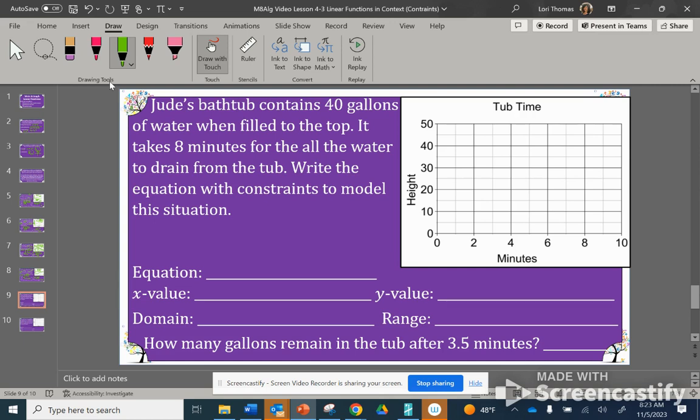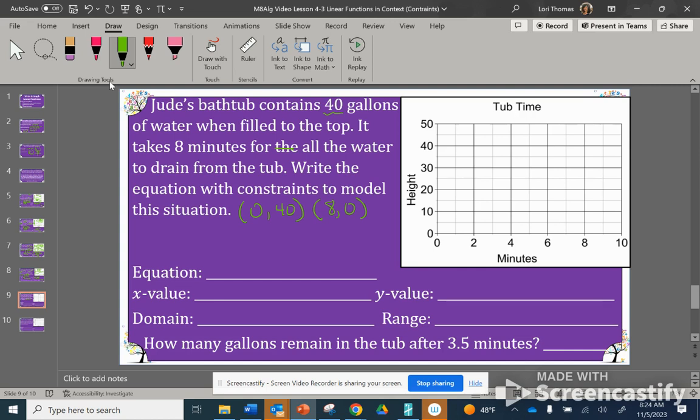Juice's bathtub contains 40 gallons of water when it's filled to the top. It takes 8 minutes for the water to drain from the tub. Write the equation. So we have Juice's bathtub. It has 40 gallons before it starts to drain. We know the situation is draining, so at 0 minutes, it is 40 gallons in the tub. Then we also know that it takes 8 minutes for the water to be 0. So in 8 minutes, the water is 0.